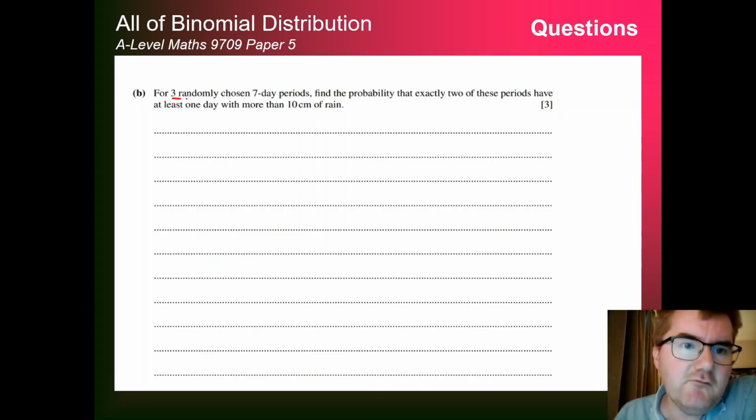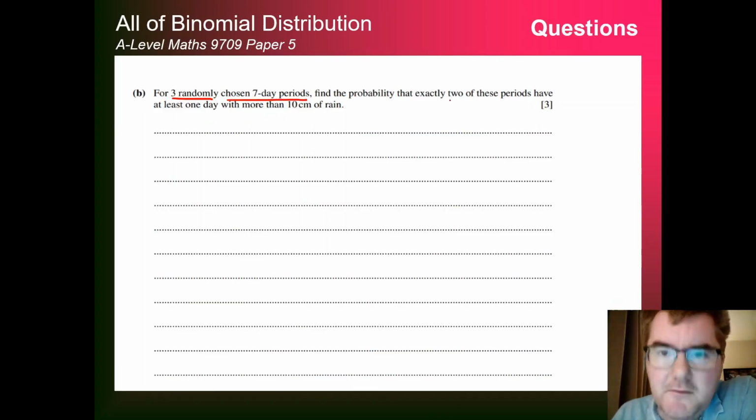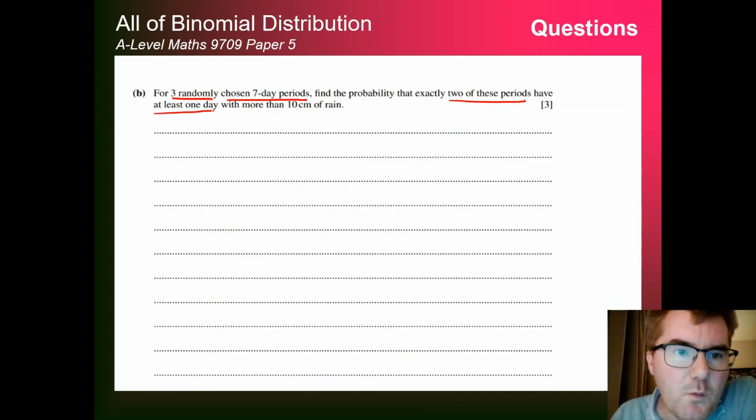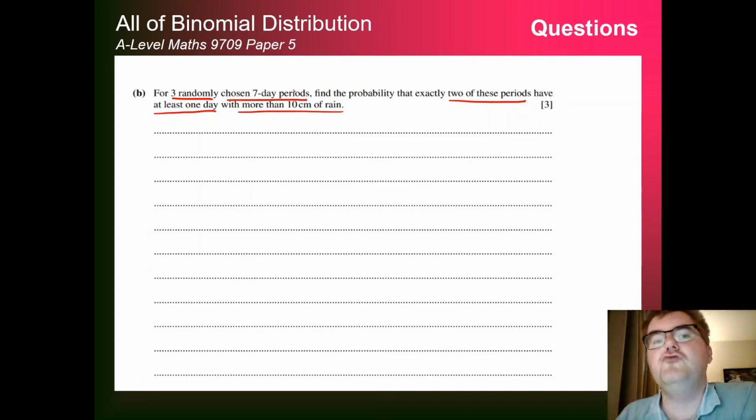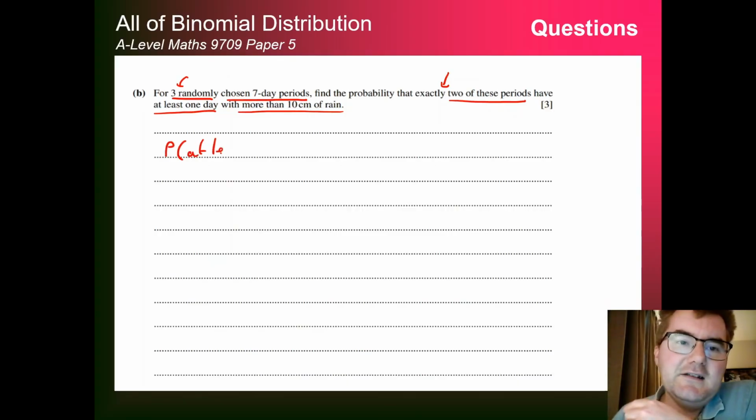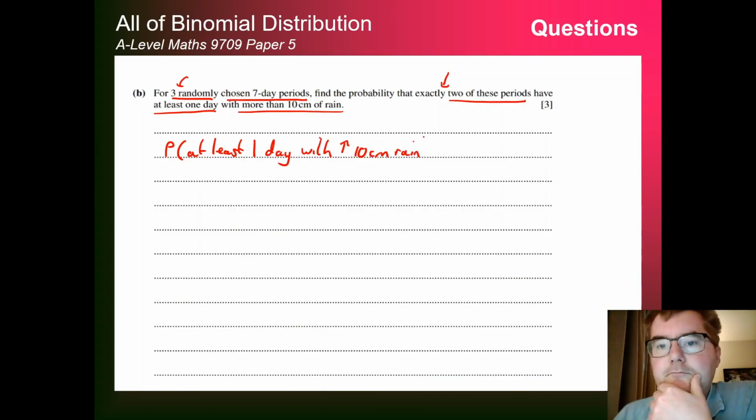So for 3 randomly chosen 7-day periods, find the probability that exactly 2 of these periods have at least one day with more than 10 centimeters of rain. Okay, that's quite overwhelming. I would ignore the first part, the 3 randomly chosen 7-day periods and the exactly 2 bit. We'll come to this next. Let's just focus on the probability of at least one day with more than 10 centimeters of rain. So at least one day out of the 7.